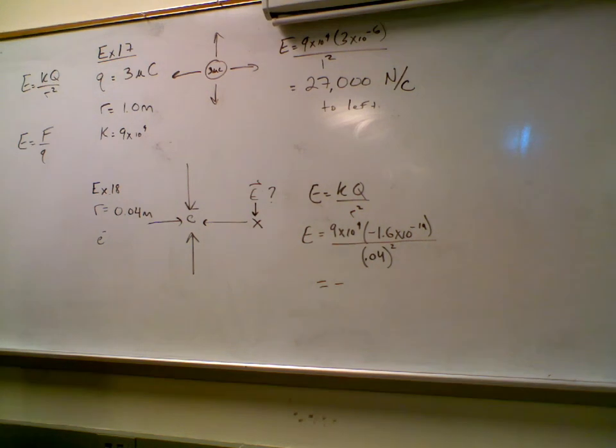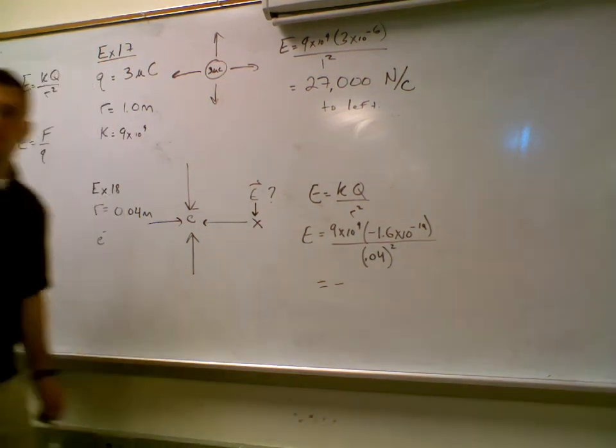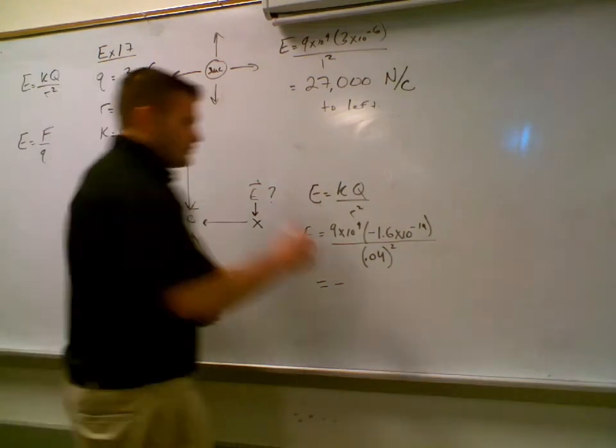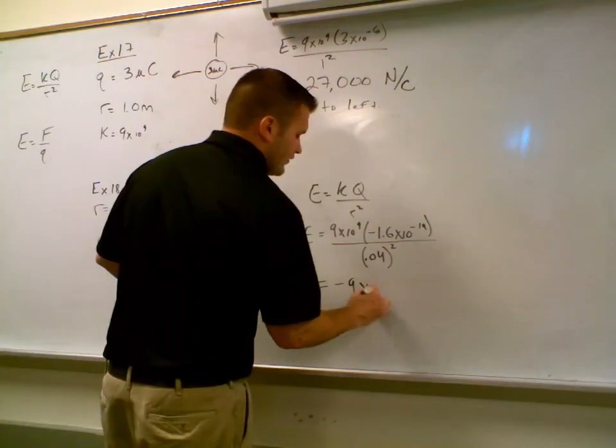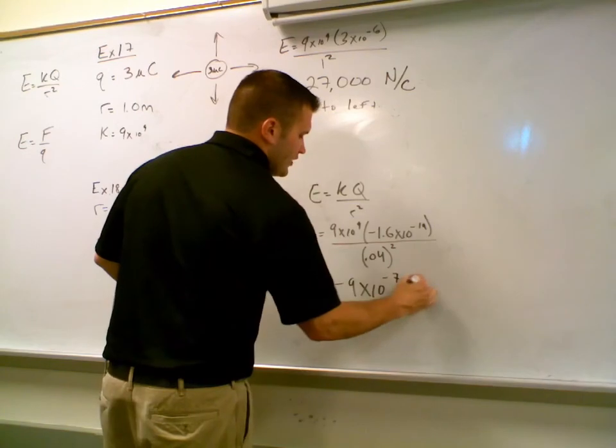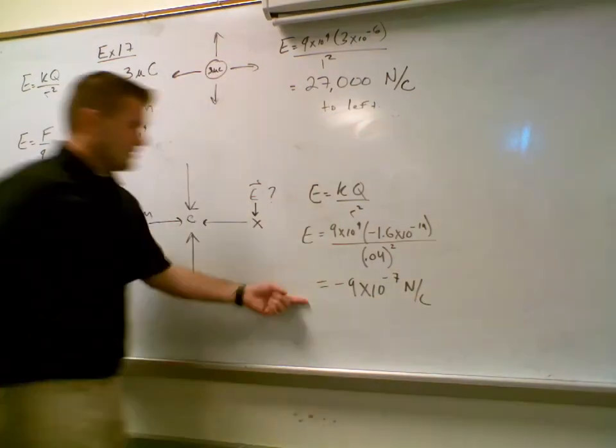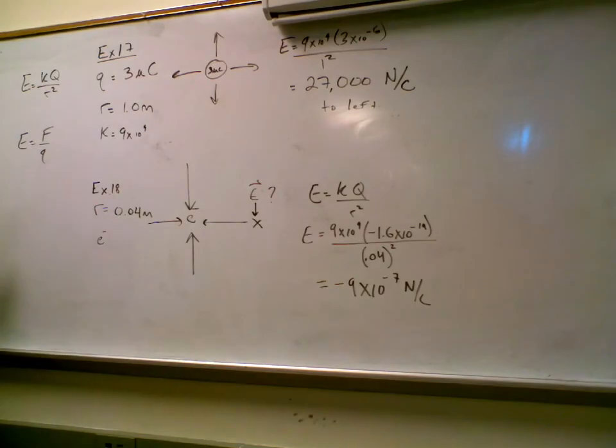What do you get? Negative 9 times 10 to the negative 7. Good. So negative 9 times 10 to the negative 7 newtons per coulomb. And since it's negative, that means it points inward. Are there any questions about that? No questions?